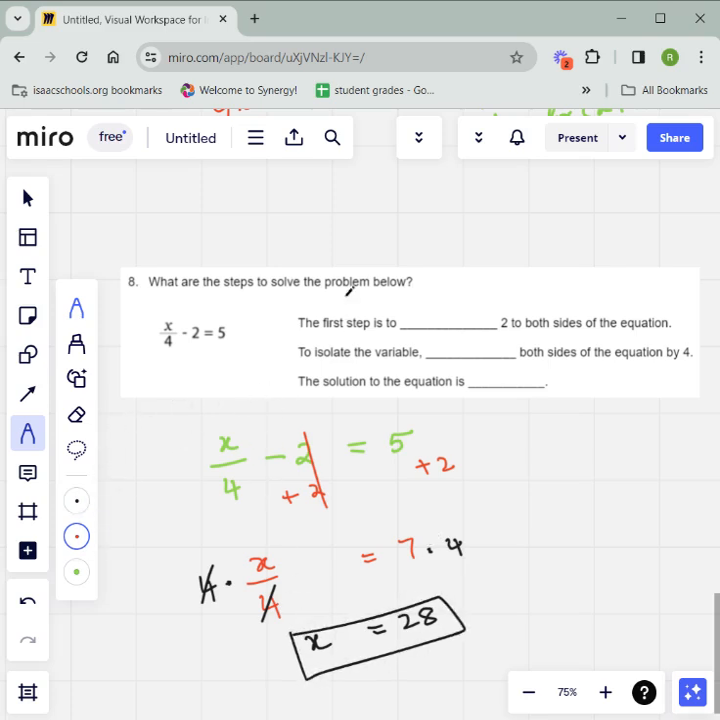If I come back to here, the first step, since it is a minus, you add 2 on both sides. And then isolate the variable. This is the variable. So what we did, we multiply by 4. Isolate the variable, multiply both sides by 4. Since it is divide, we multiply. So solution, we got x is 28. X equal 28. Okay.